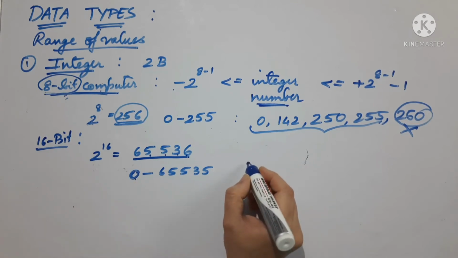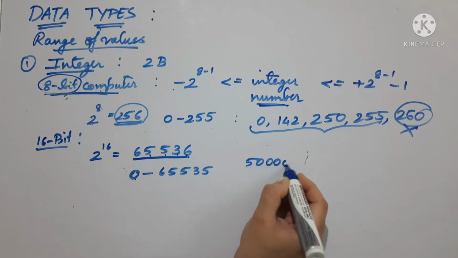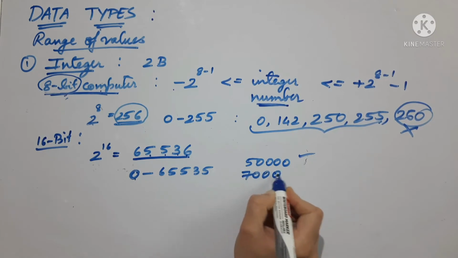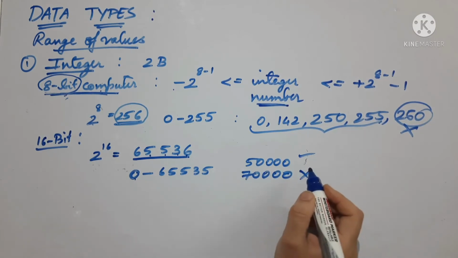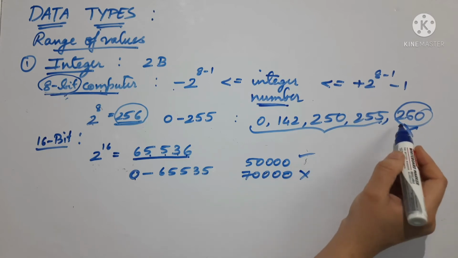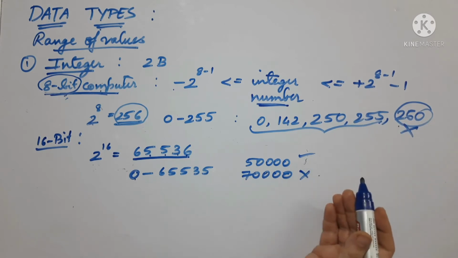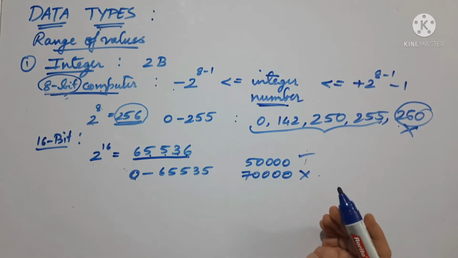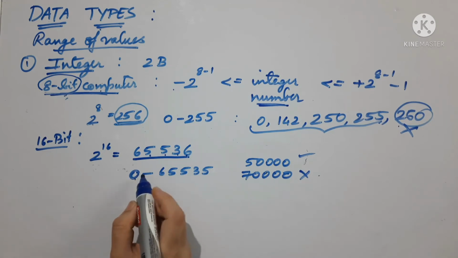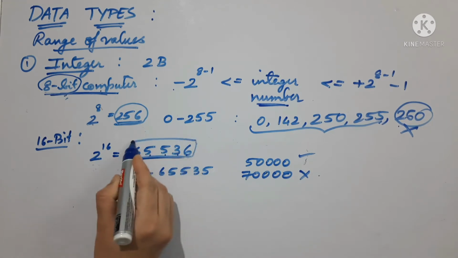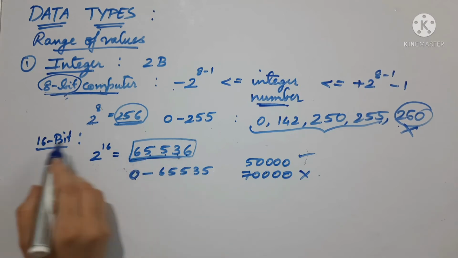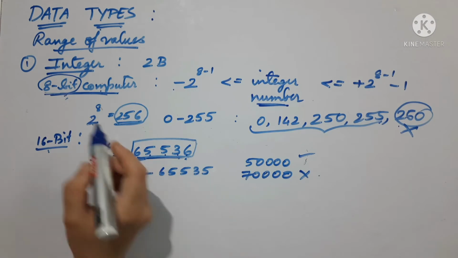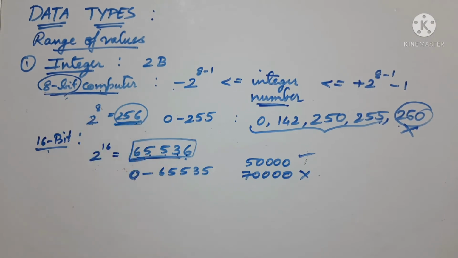So if I use 50,000 as an integer, this is also allowed. But if I use 70,000, then it is not allowed. What will we do, ma'am, if we have a smaller or greater number which is not allowed? For that we will have some special data qualifiers that we will study later. Now I have told you how many values, how much space is available. If it is a 16-bit computer, this much space is available. And if it is an 8-bit computer, then this much space is available.